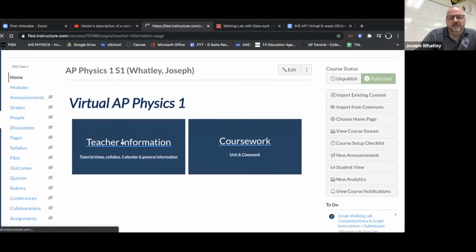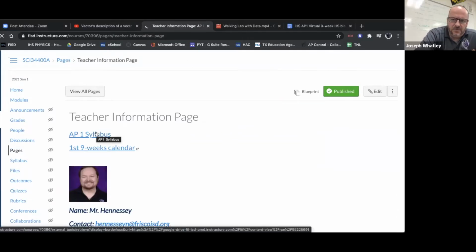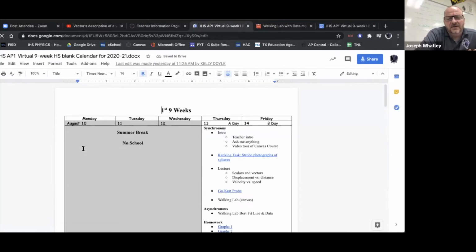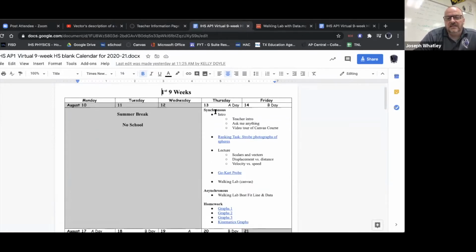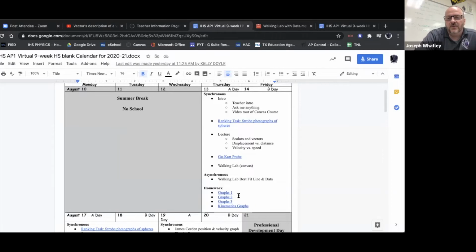So if I just click here, at the very top, you can see the AP1 syllabus. This is really just for board reading because for the most part, it's just one of those necessities. A little bit more important, the 9 weeks calendar will show up there. If I click on the calendar, we keep this pretty up to date. It's pretty accurate. While we're in the first 3 weeks of school, synchronous means this is what we're going to do together on Zoom. Asynchronous means that this is what you should be able to do that day, probably still during class time. And then homework is stuff that you're going to work on between classes.